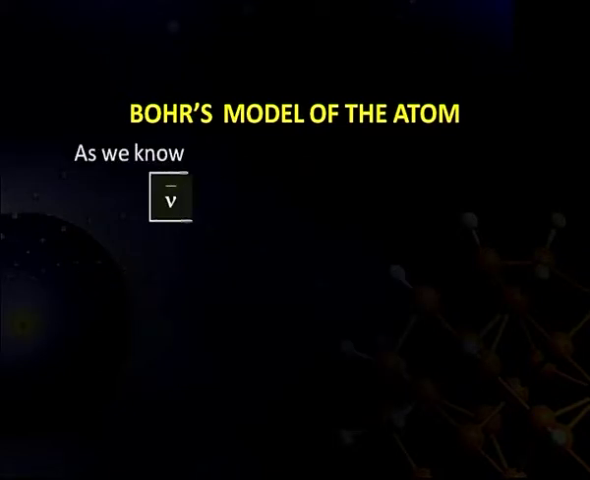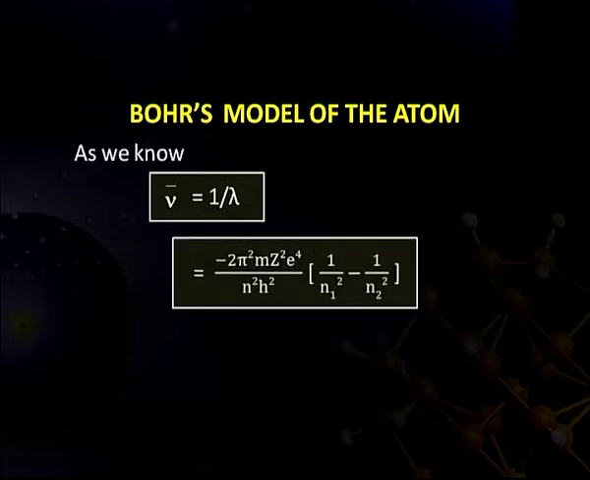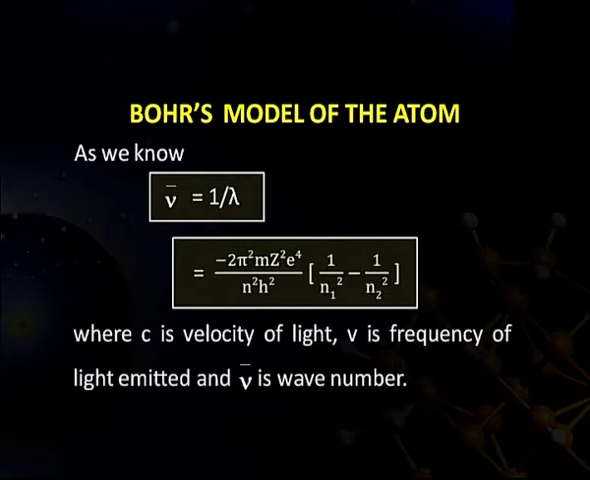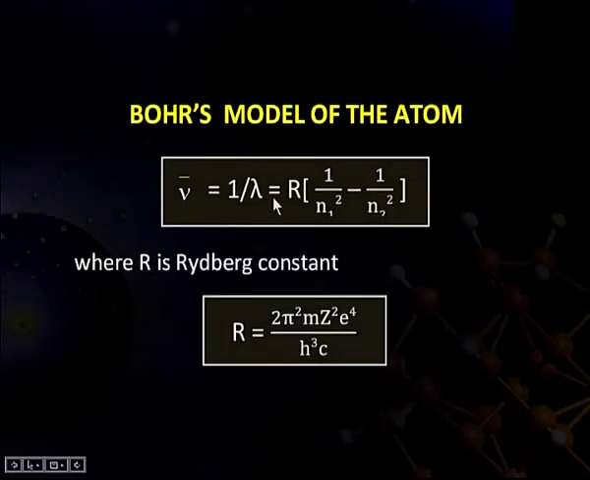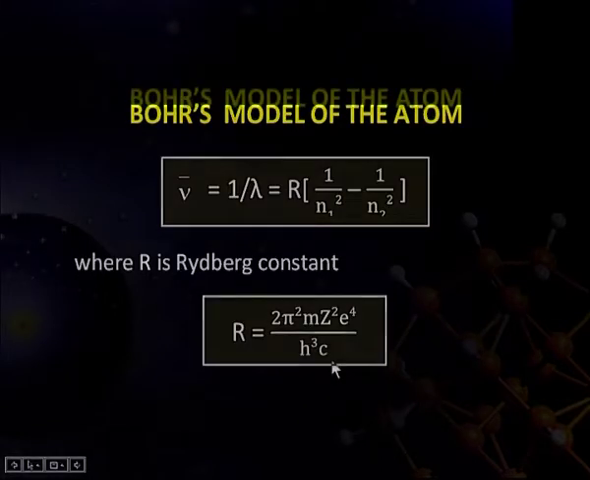As we know, nu bar is equal to 1 upon lambda. So, we can get this equation finally, where c is velocity of light, nu is the frequency of the light emitted, and nu bar is the wave number. So, nu bar is equal to 1 upon lambda is equal to R into 1 upon n1 square minus 1 upon n2 square, where R is the Rydberg constant. R is equal to 2 pi square m Z square e to the power 4 upon h cube c.